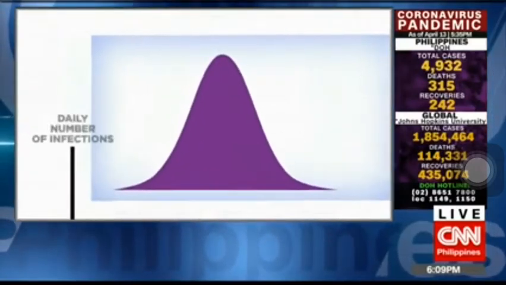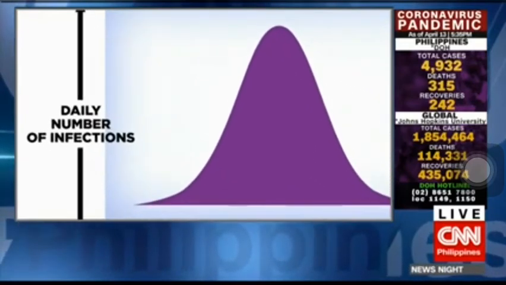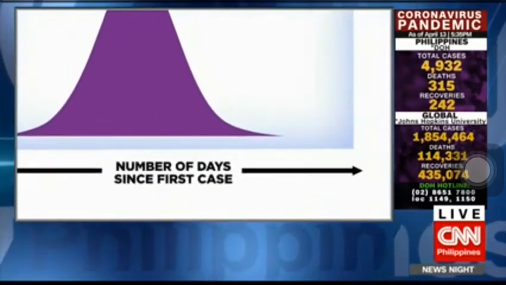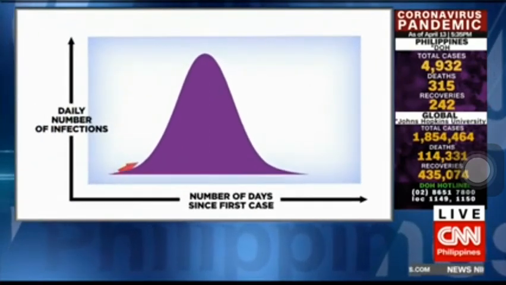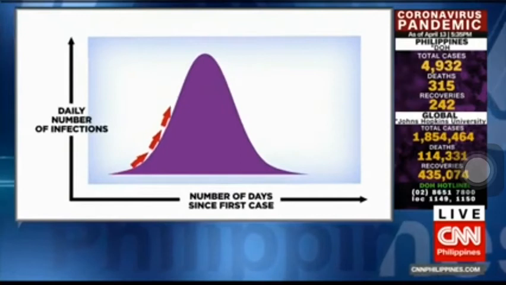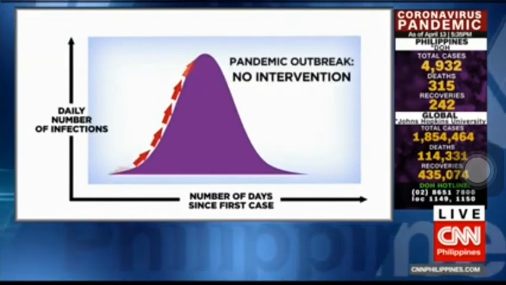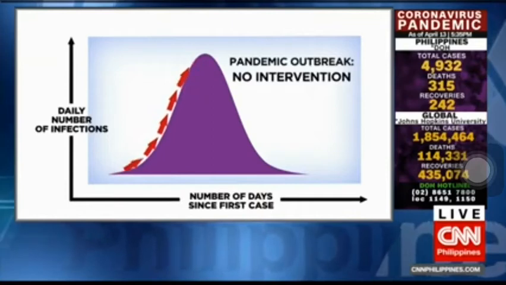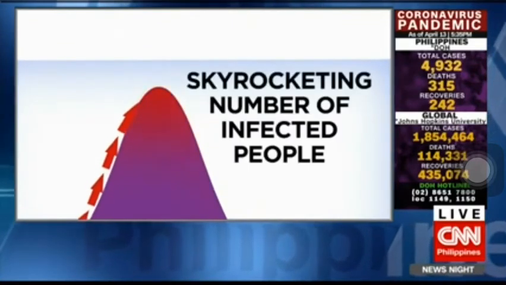The y-axis, or the vertical line, shows the daily number of infections. The x-axis, or the horizontal line, refers to the number of days since the first case was detected. The first curve shows a sharp increase in the number of people getting sick in a pandemic when governments don't introduce preventive measures such as quarantines, lockdowns, or social distancing. The peak represents the skyrocketing number of infected people.